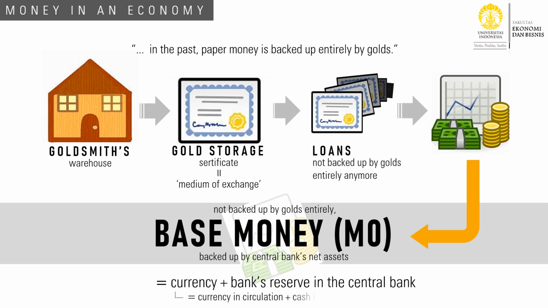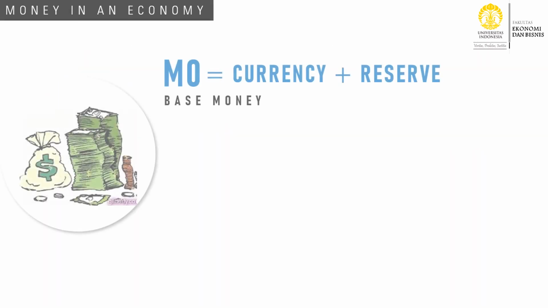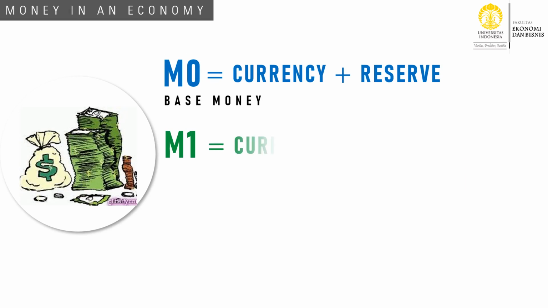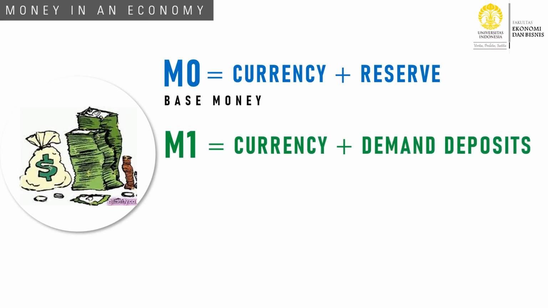Currency is the amount of money printed by the central bank, which are the coins and paper we hold in our pocket or wallet, and those held by commercial banks in their vaults. Next, we have M1, sometimes called narrow or transaction money. It is the most common measurement of money.